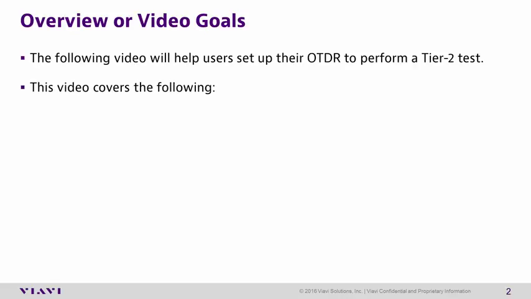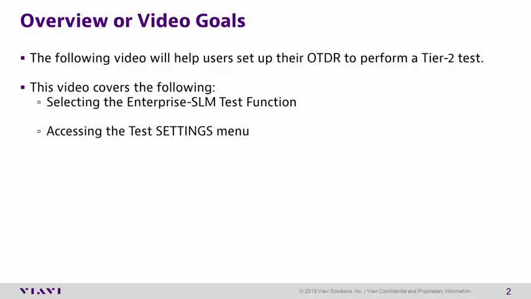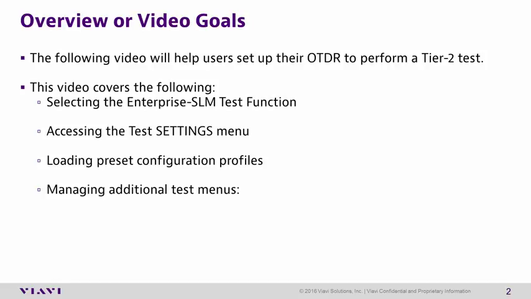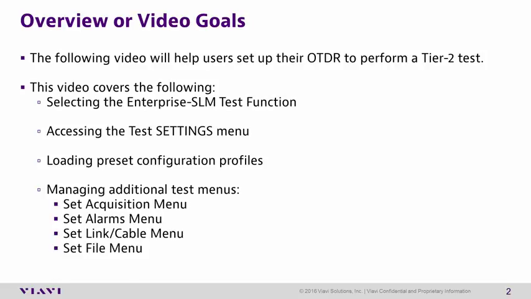The following topics will be covered during this video: selecting the Enterprise SLM test function, accessing the test settings menu, loading preset configuration profiles, along with managing additional test menu options to include acquisition, alarms, link and cable, and file menus. Let's get started.